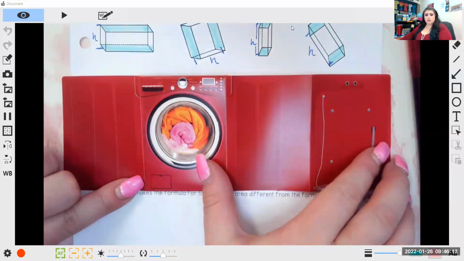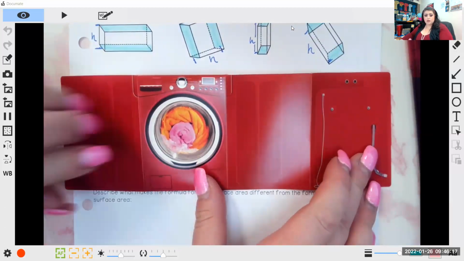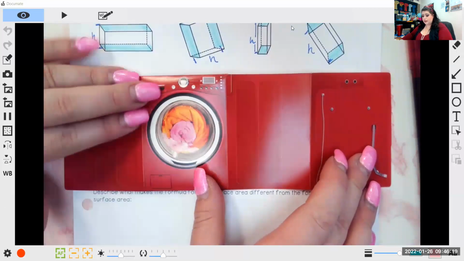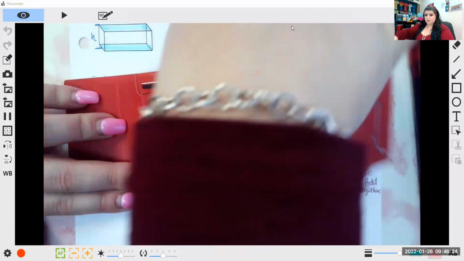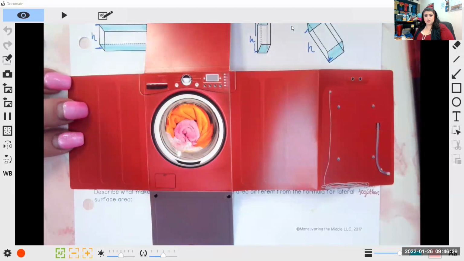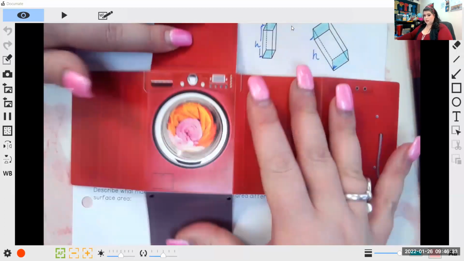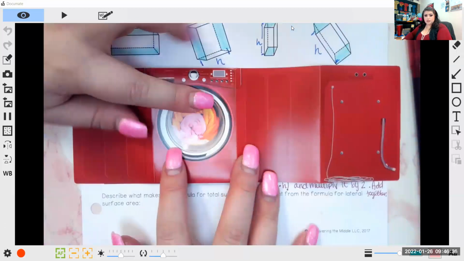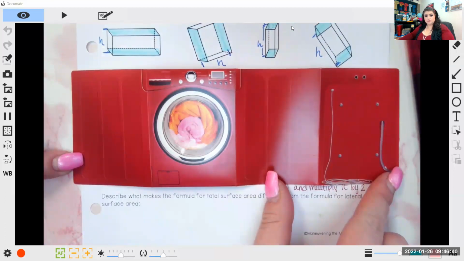I have the front of the machine, the back of the machine, and the 2 sides. This is lateral. Now, if I want total, then I have to add my 2 bases. So this would be total, everything together, and without the bases, this is considered lateral. So put that into your own words, and we will move on to an example.